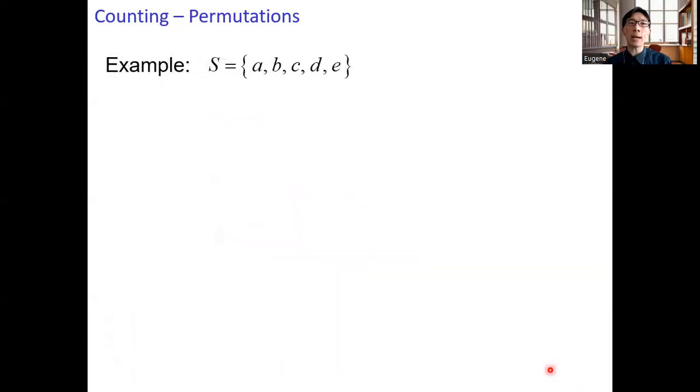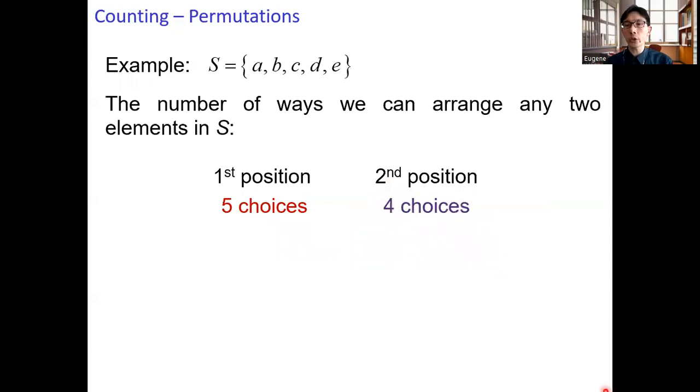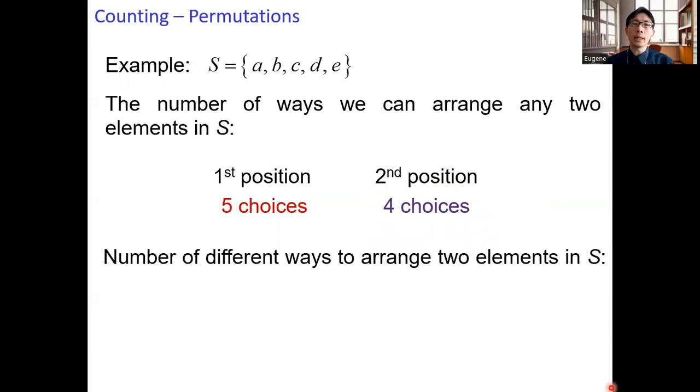Let's take a look at another example, where the sample points are A, B, C, D, E in the sample space, and we want the number of ways we can arrange any 2 elements in S. In the first position, we have 5 choices. Once the first position is fixed, in the second position, we only have 4 choices. The number of different ways to arrange 2 elements in S, in this example, by the multiplicative rule, is 5 times 4, 20 different ways for this arrangement.